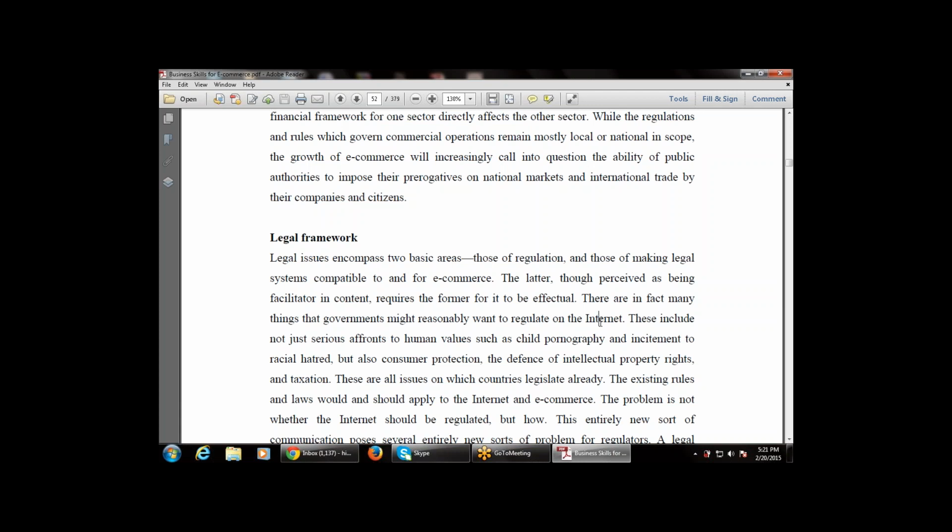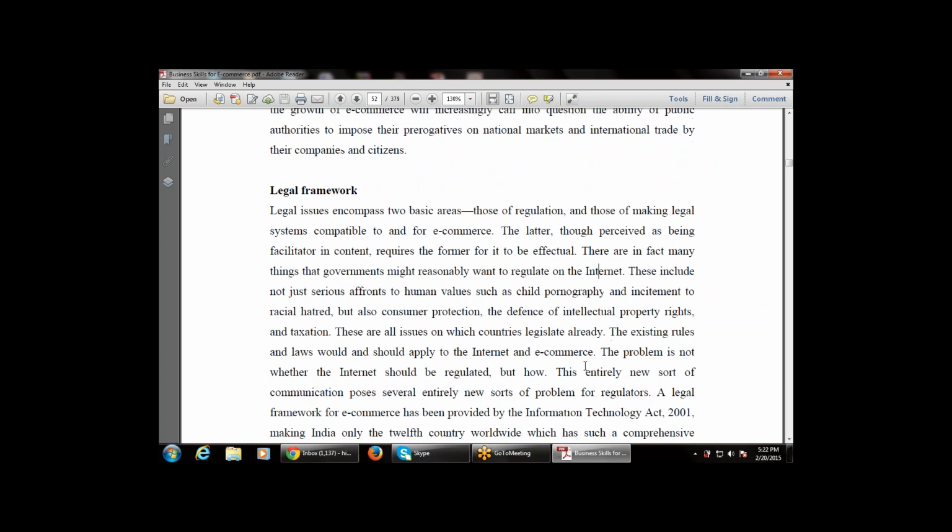This includes not just serious offences against human values such as child pornography and incitement to racial hatred, but also customer protection, the defense of intellectual property rights and taxation. Government policies cover all of these, and everything is available online. Even if I want to pay tax, I apply or pay my tax through the internet method. Why? Because everything is done online. I'm doing online transactions.